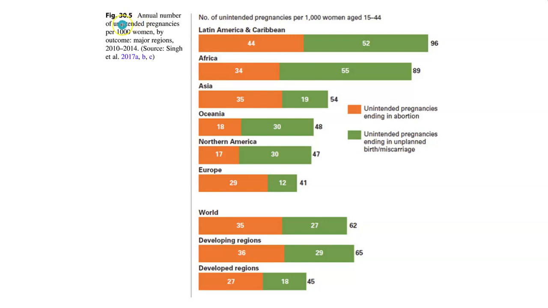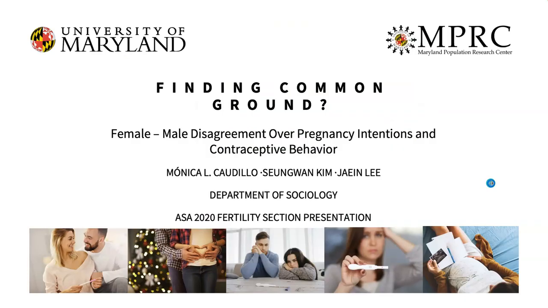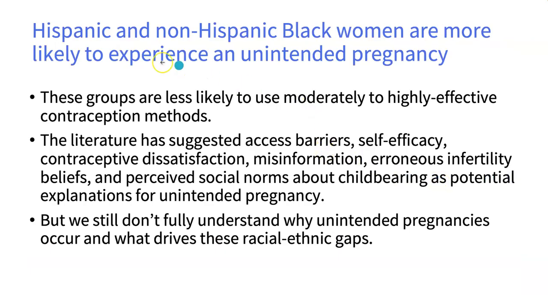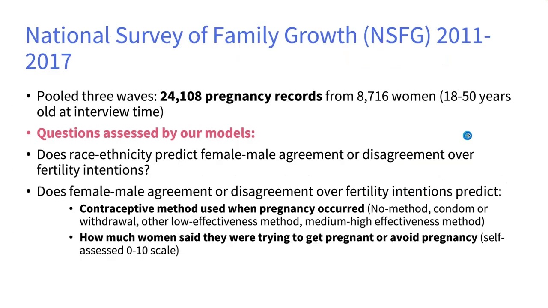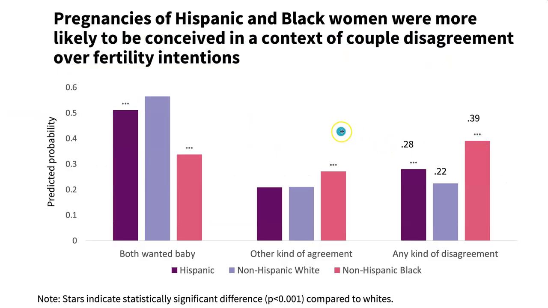And here is the annual number of unintended pregnancies per 1,000 women. So you can see many different proportions of wanted or intended pregnancy and unintended pregnancy. So the last part: I will share a very brief summary of the findings of my research with my collaborators. In the United States, there are also very differentiated chances of unintended pregnancy. So maybe you can try to read it over later.